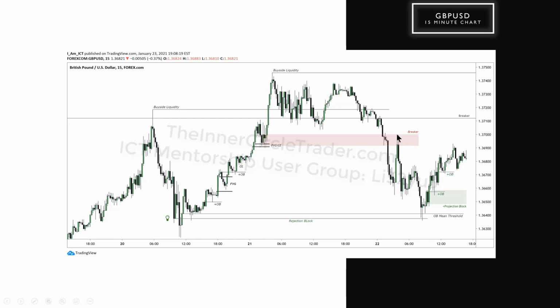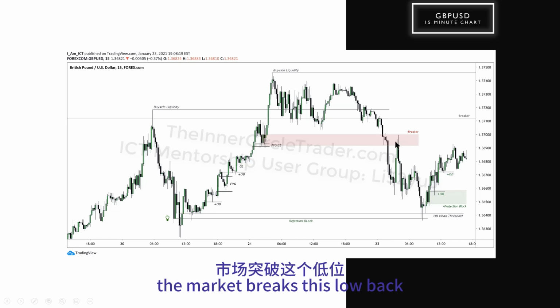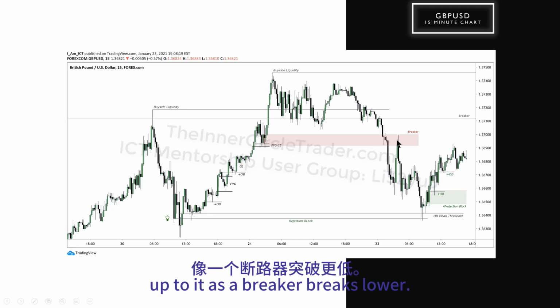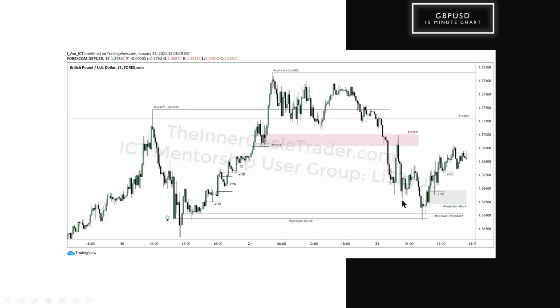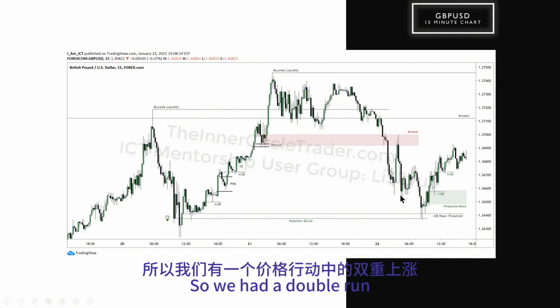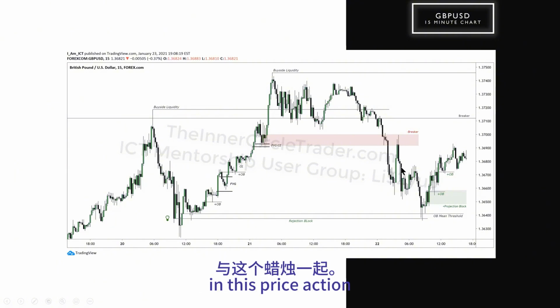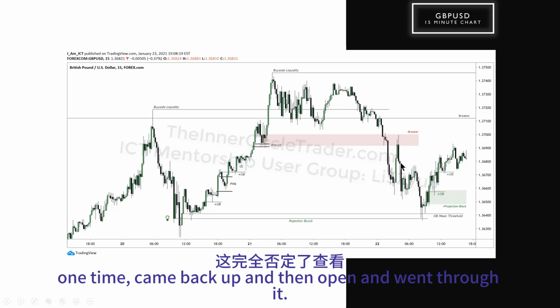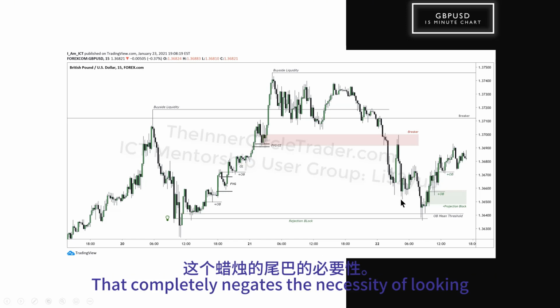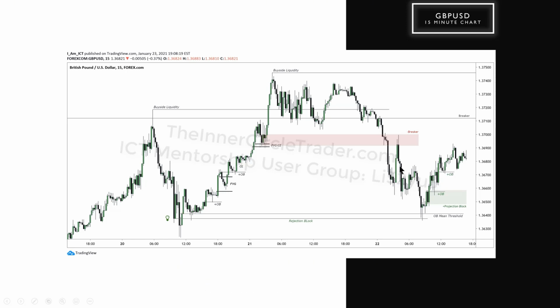What's the context here? The market breaks this low, back up to it as a breaker, breaks lower. We have this wick, and then it went back down through it again. So we had a double run in this price action with this candle here. So we went down one time, came back up, and then opened and went through it. That completely negates the necessity of looking at this candle's tail.